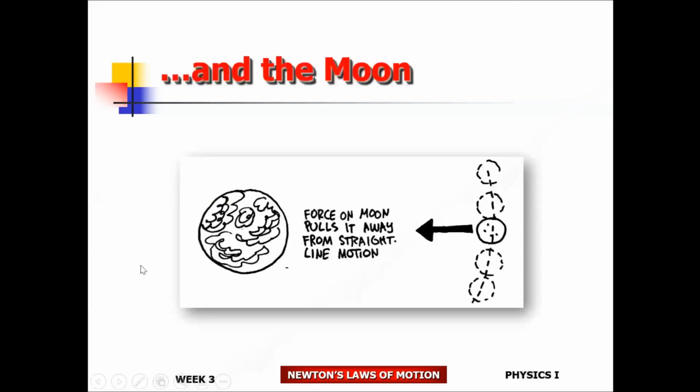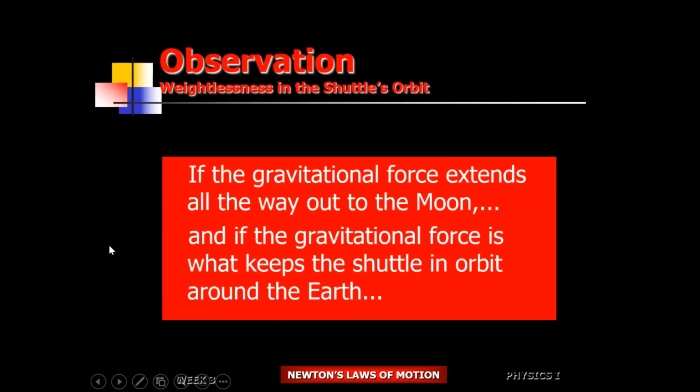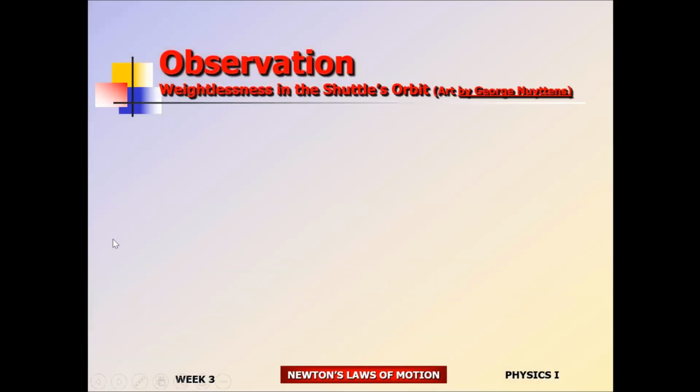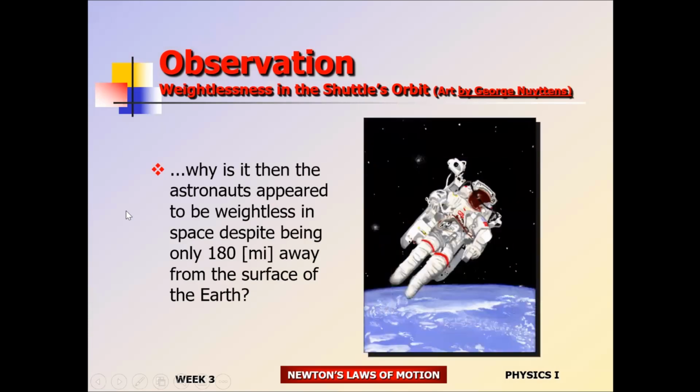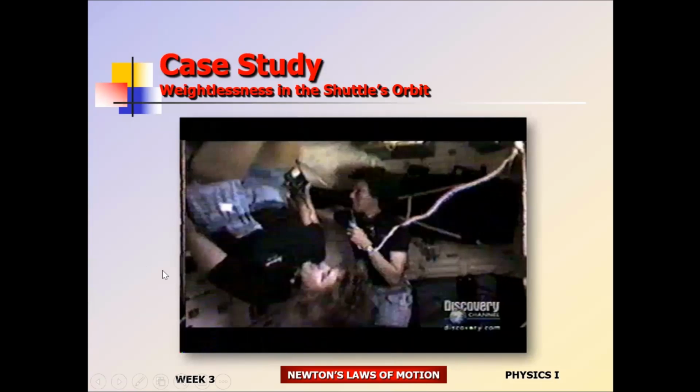Now, here's the question. If gravity extends all the way out to the moon, how do you explain the fact that the astronauts appear weightless in space then? How could that be? Weight is the gravitational force acting on you. The measure of the effect of gravity on you is known as your weight. If gravity extends all the way out to the moon, can you be weightless in space?